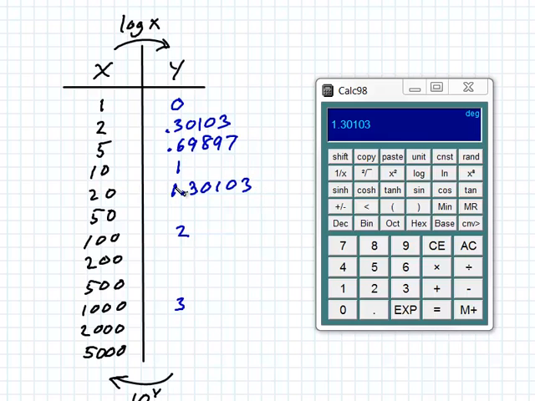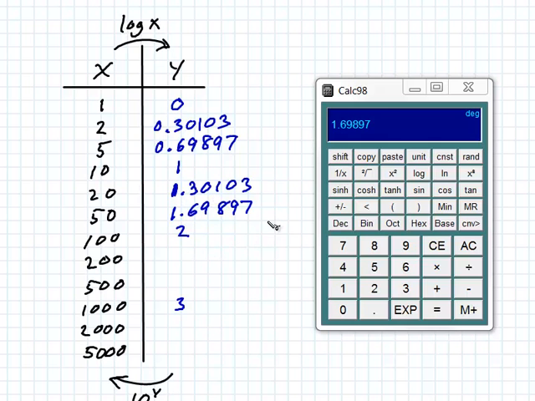Interesting. This one is just like the 2, except there's a 1 out in front. How about 50? Take 50 and hit the log. 1.69897. Okay, again, exactly like the log of 5, except instead of a 0 out in front, in fact I could put a 0 out in front of here, these have a 1 out in front.